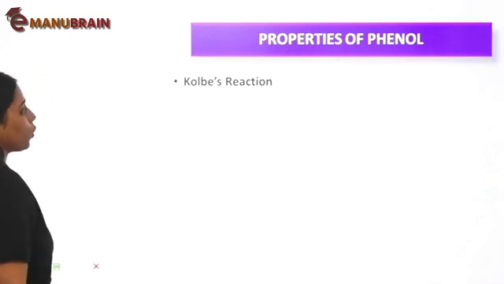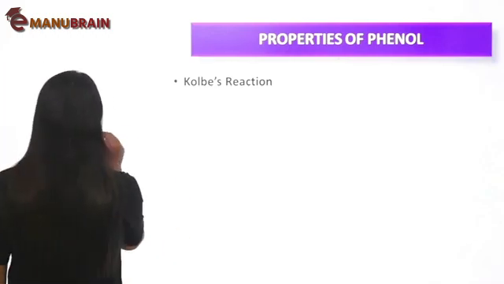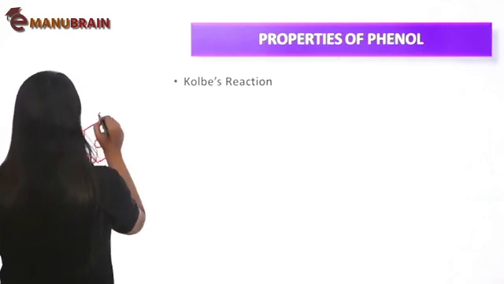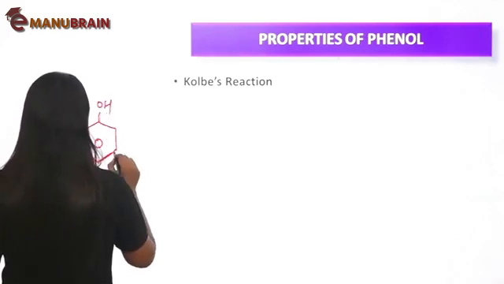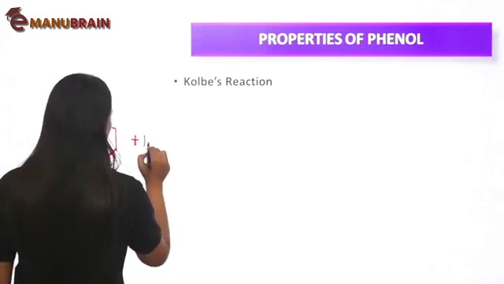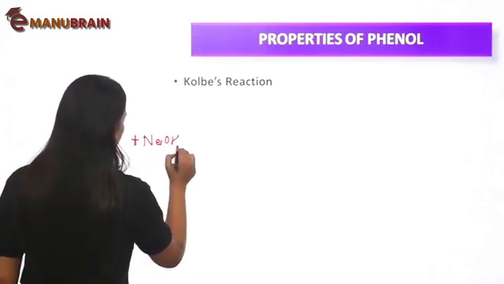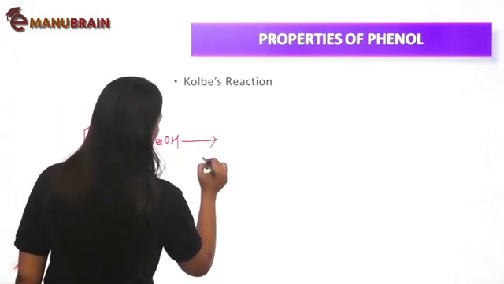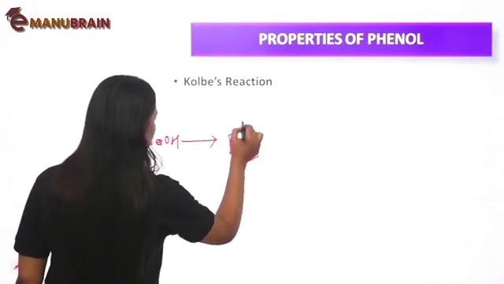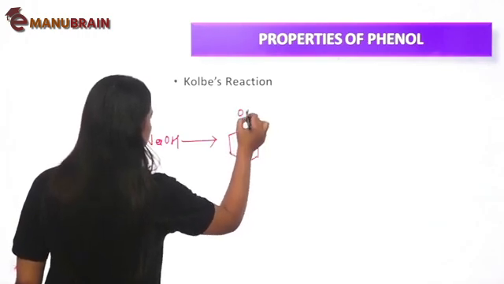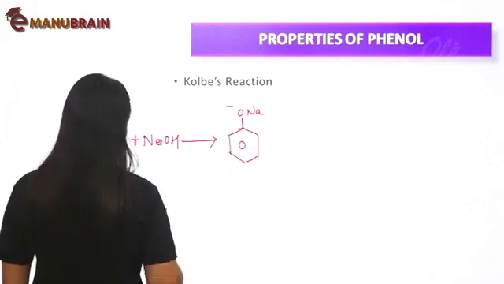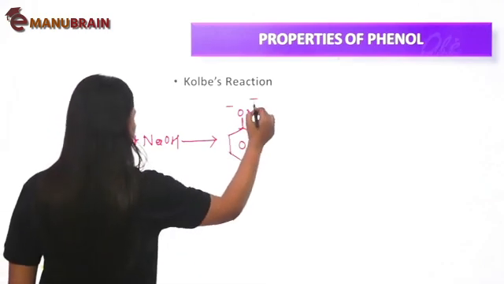So what happens in Kolbe's reaction? Phenol first forms phenoxide ion by reacting with NaOH. NaOH being strong results in the formation of its salt, because phenols are considered acidic in nature. We have discussed this, right? O has minus charge and Na carries plus charge here.